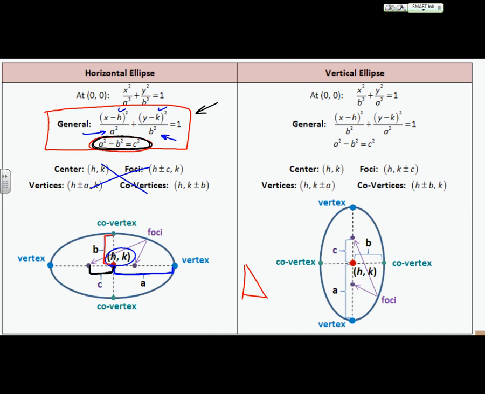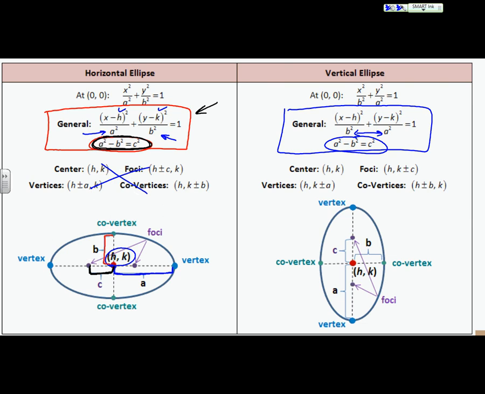Okay. Well, what if it's oriented the other way? Well, I still think that this is good information right here. If I have a vertical ellipse, notice what changed from the horizontal ellipse to the vertical ellipse. My a squared and my b squared, they flip-flop. But I still have the same equation that links a, b, and c together. Now, why did a and b flip-flop?